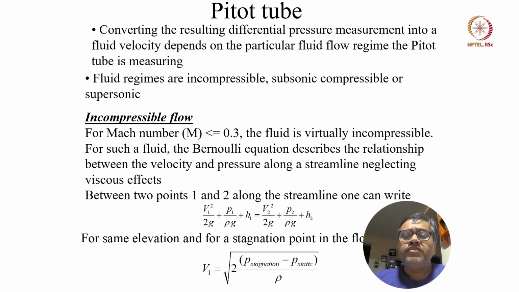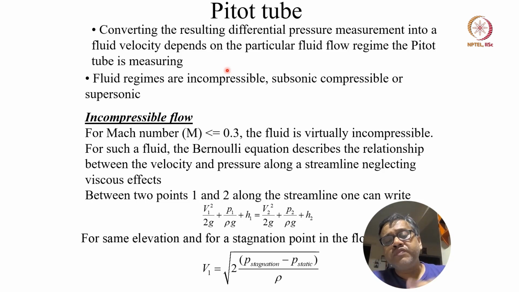Converting the resultant differential pressure measurement into a fluid velocity depends on the particular fluid flow regime that the pitot tube is measuring. So the fluid regimes are incompressible, subsonic compressible, or supersonic. This is not the laminar-turbulent kind of thing that we are looking at. We are looking at incompressible flow situations, subsonic compressible flow, and also supersonic flows.